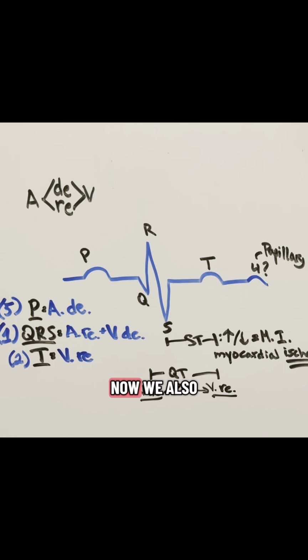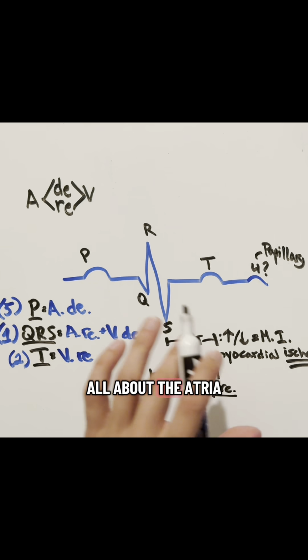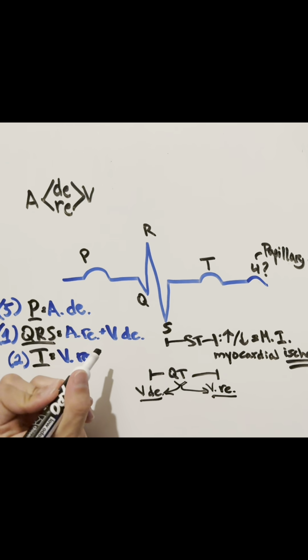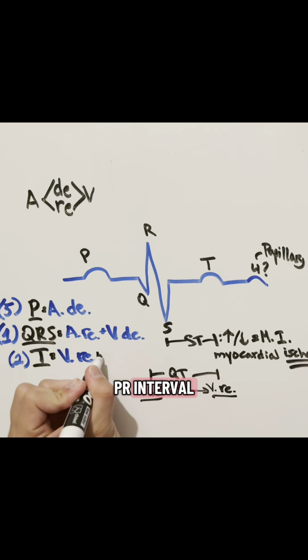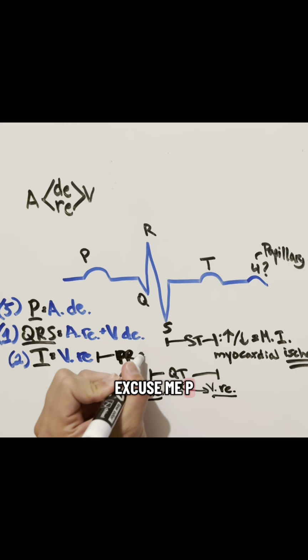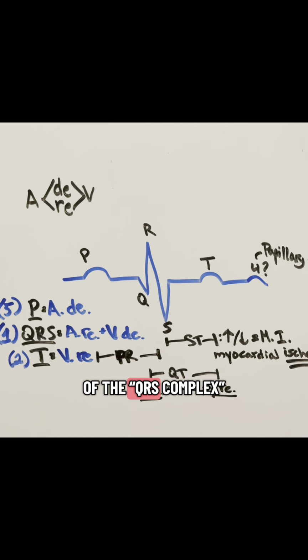Now, we also have a PR interval. It would be logical to imply that the PR interval would be all about the atria, but that is not how it goes. The ventricles are cute, so they get some extra attention. And this PR interval is between the P wave and the R of the QRS complex.